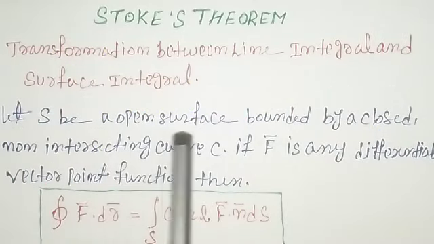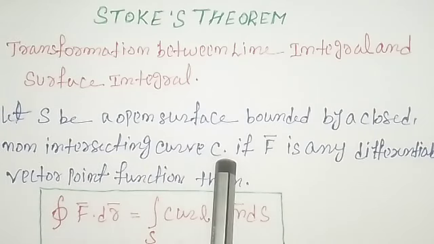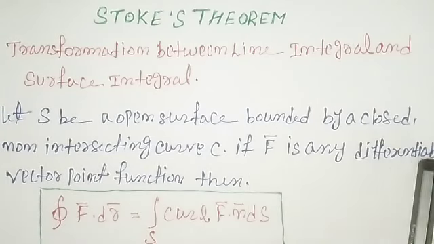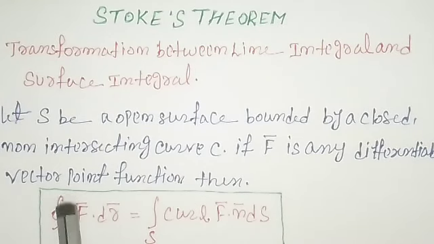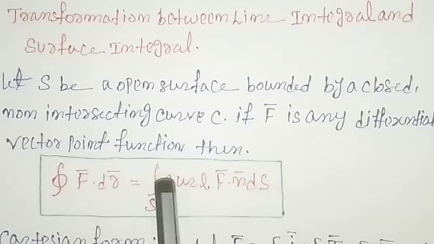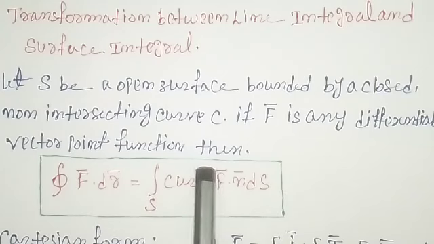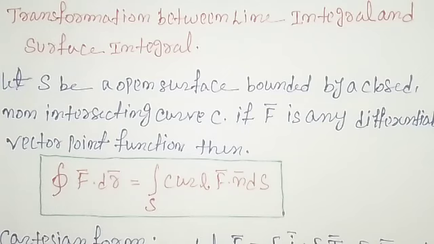So let S be an open surface bounded by a closed non-intersecting curve C. If vector f is any differentiable vector point function, then according to the Stokes theorem, the line integral of f dot dr is equal to the surface integral of curl of f dot n ds, right, where f is the vector point function and n is the unit normal vector, right? So here you have a curve, that C curve which is non-intersecting, and S is the surface. So what is the Cartesian form of the Stokes theorem?